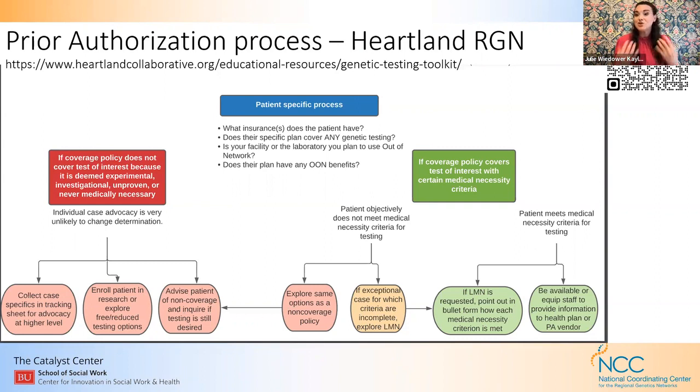Collecting case specifics and tracking them, and then maybe bringing that up to a higher advocacy level, get your government relations group at your facility involved, enroll the patient in research or explore sponsored testing options. And of course, if testing is still a necessity at this time, advise the patient that right now it looks like it's not covered, but we can do whatever we can do on the back end. So we just wanted to put together something that was a quick guide to individual providers to help them use their time most efficiently, and of course, make impact and change for the patients.